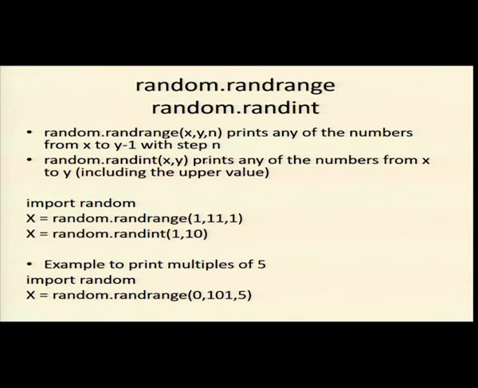How do randrange and randint work? The randrange works up to y minus 1, whereas randint works for x and y, that is, both the lower limit as well as the upper limit are considered in randint. So, random dot randrange x comma y comma n will print any number from x to y minus 1 with the given step. For example, if I give 1 comma 51 comma 2, the random numbers will be only odd numbers. It will be printing like 1, 3, 5, 7, 9, 11 up until 49.